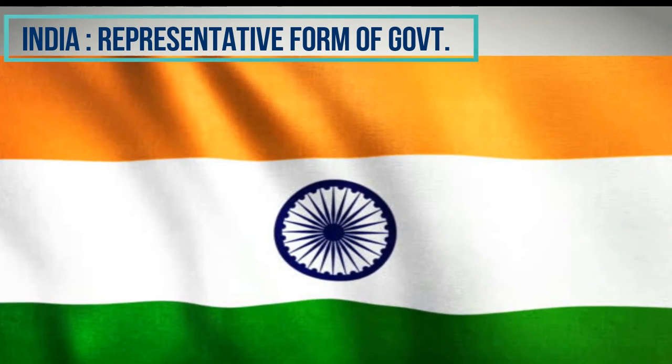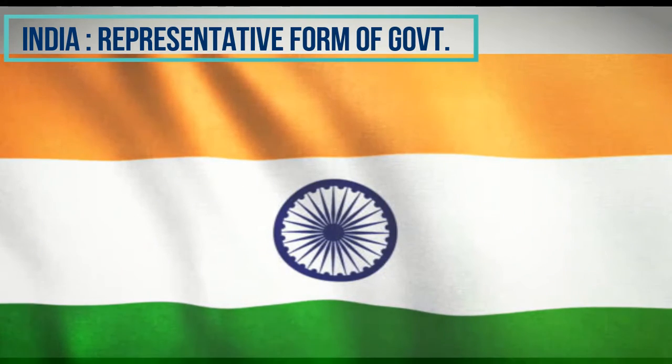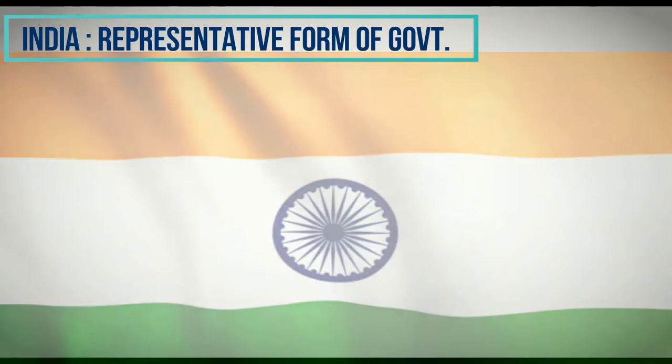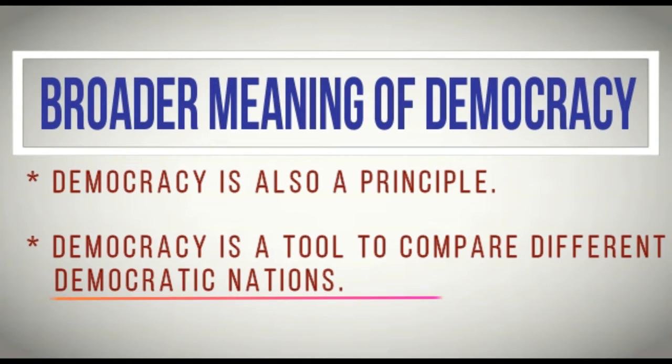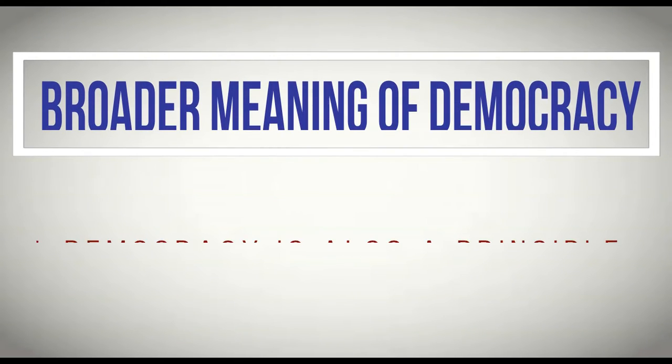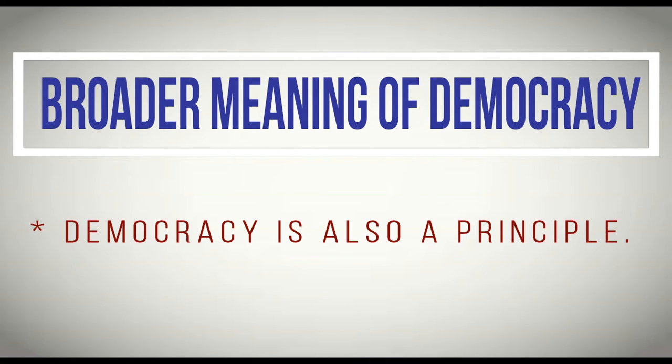But we need to understand that democracy is not just a form of government. It is much beyond that. Democracy is a principle also, and democracy is a tool to compare different democratic nations. Some democratic countries are more democratic in nature, some are less democratic in nature. For example, Pakistan is a less democratic country as compared to India. So let's start. The first very important point you can mention under the broader meaning of democracy is that democracy is not just a form of government, it is a principle also.